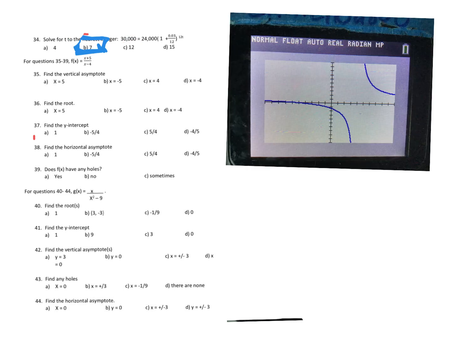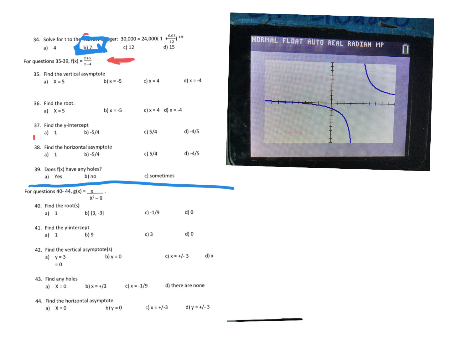The next set of problems deal with rational functions. And my advice for when you have to deal with rational functions, functions which are a fraction, always graph the equations and make sure that the math that you're calculating matches what it is you're looking at on the graph.